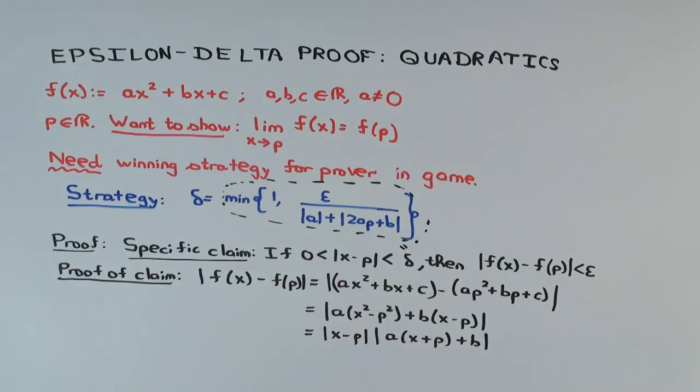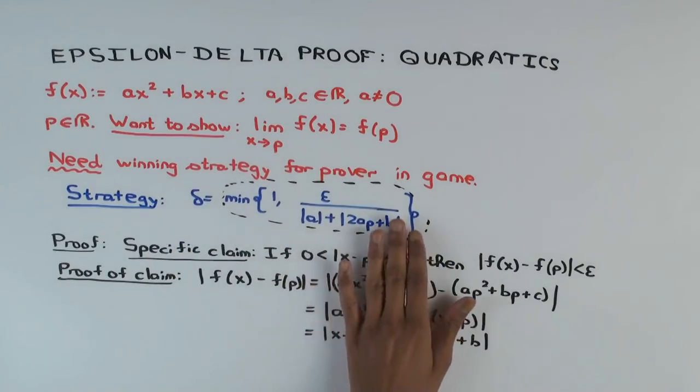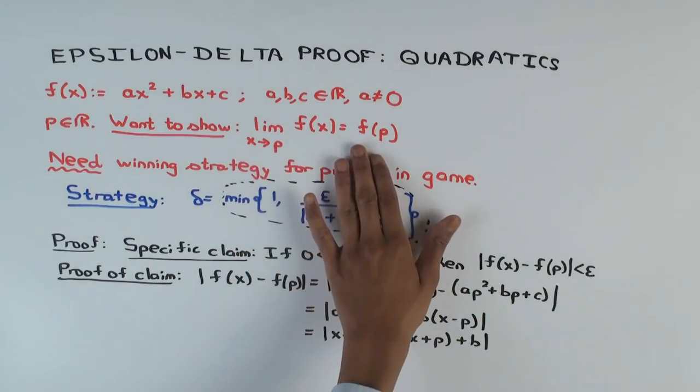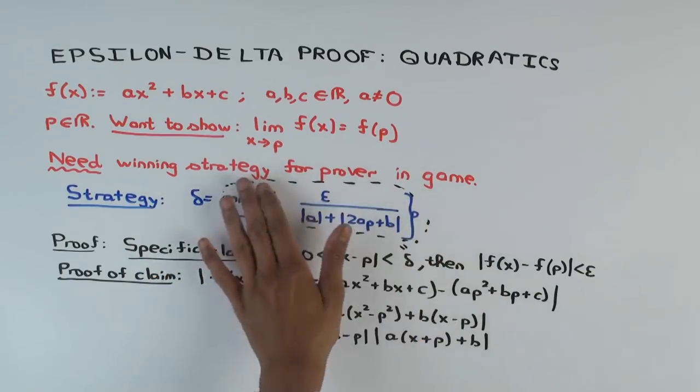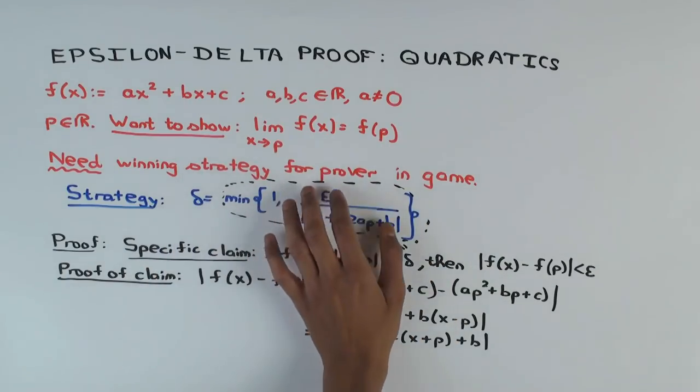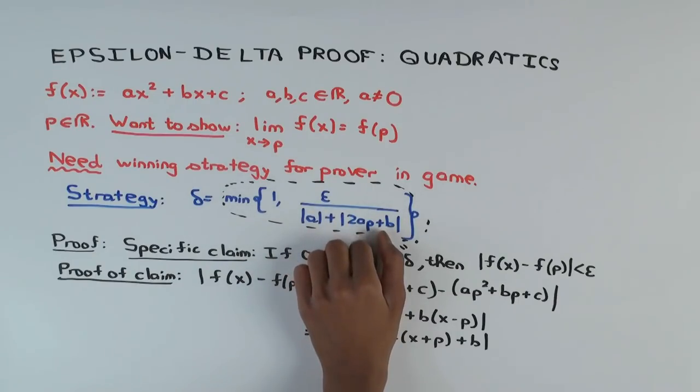Okay. So, the specific claim. In order to show that this strategy works, earlier we were just trying to show this limit is this value. But now we have a more concrete claim, right? We're claiming this strategy works. What does that mean? What are we claiming about the x and the f(x) things? If x is something, then f(x) is something, right? So what's the claim we are making?